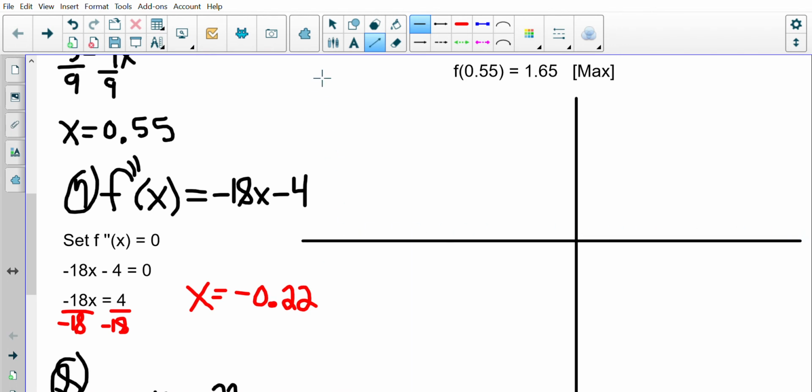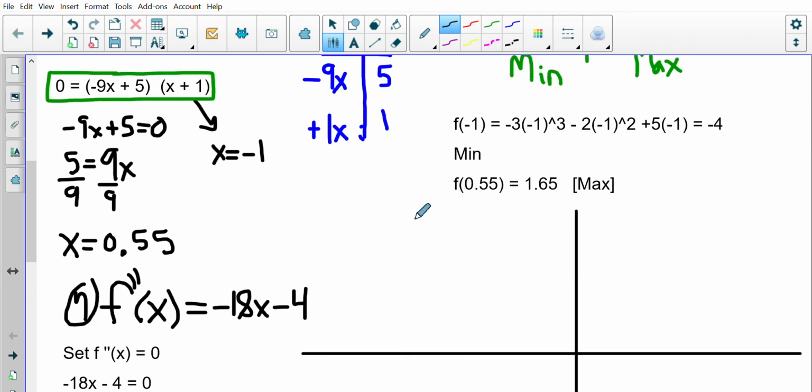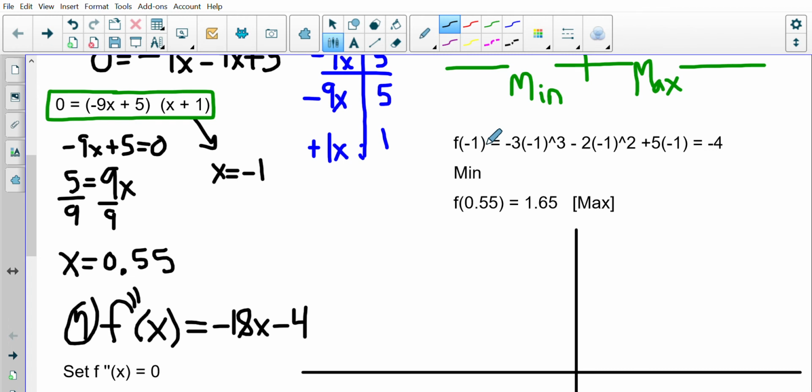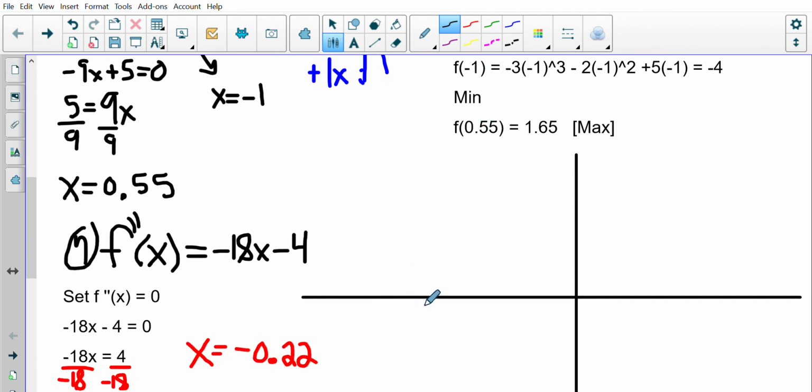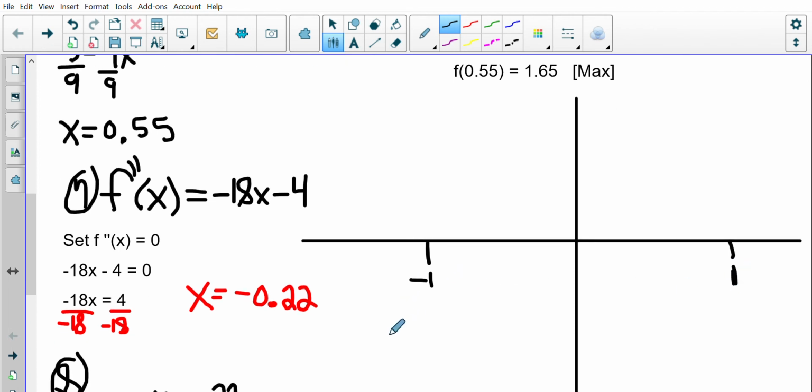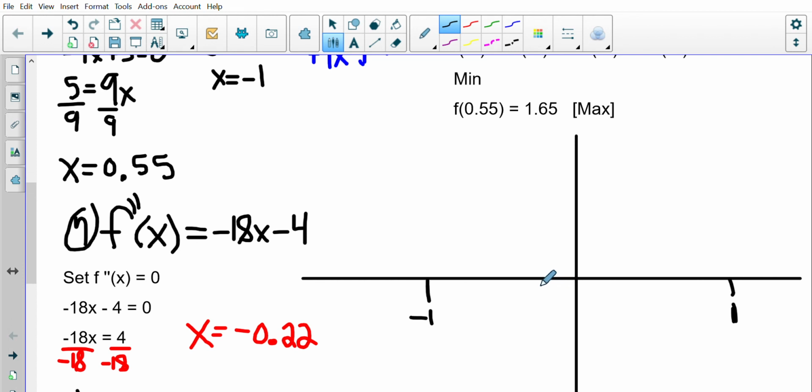Now my x values are actually really small. I've got -0.22, I've got -1, I've got 0.55, so this scale is going to be a little bit different here. So I'm going to go with -1 right here. I guess +1 then would be around this area. Again, my inflection point there is -0.22, so I'm going to say that's right in here. And then my max is at 0.55.